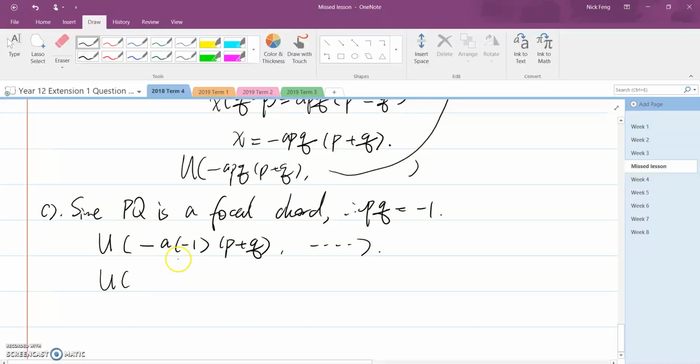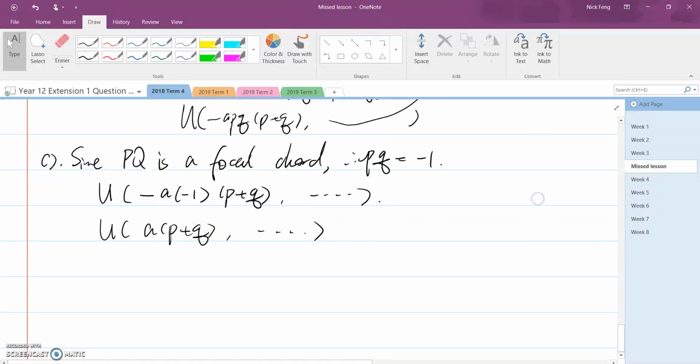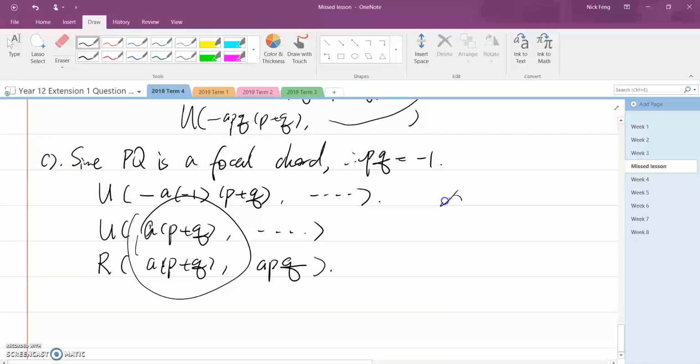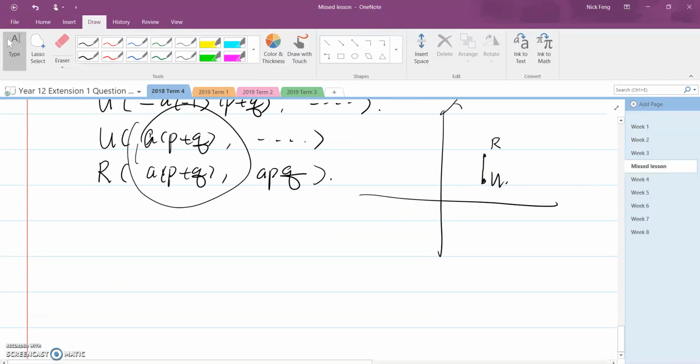And therefore, your U becomes a bracket p plus q and something like this, which is variable. Something varying depends on the values of p and q. Now, if you recall, the intersection of the two tangents has a coordinate of this in a, p, q. And if you can realize that R and U now have the same x coordinates. In other words, no matter where R and U are, they are always on top or below each other. That means RU is a vertical interval.